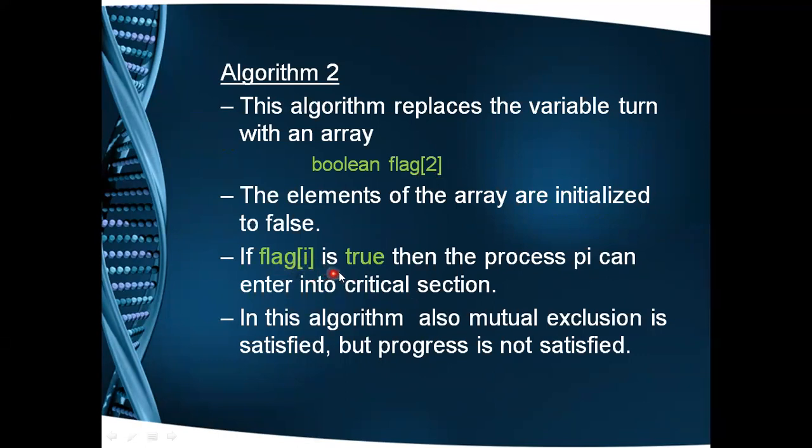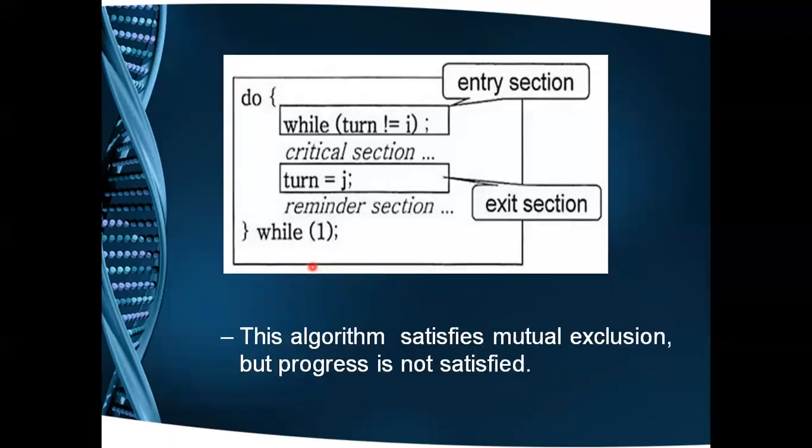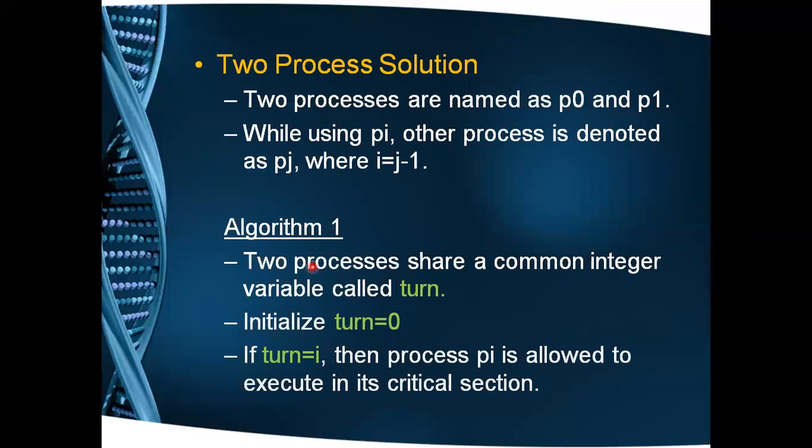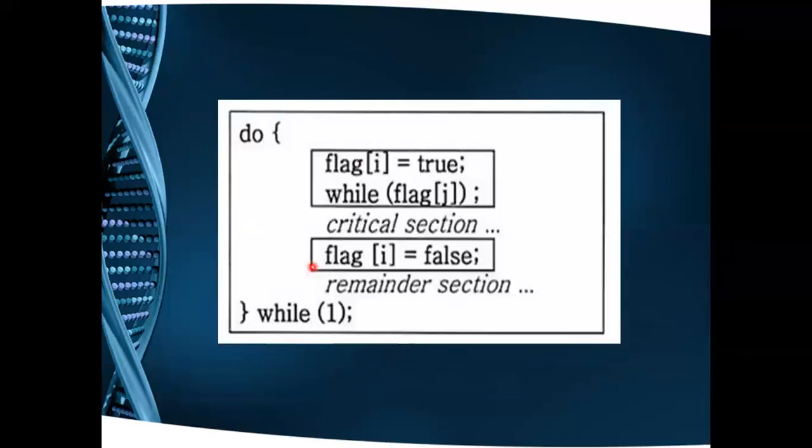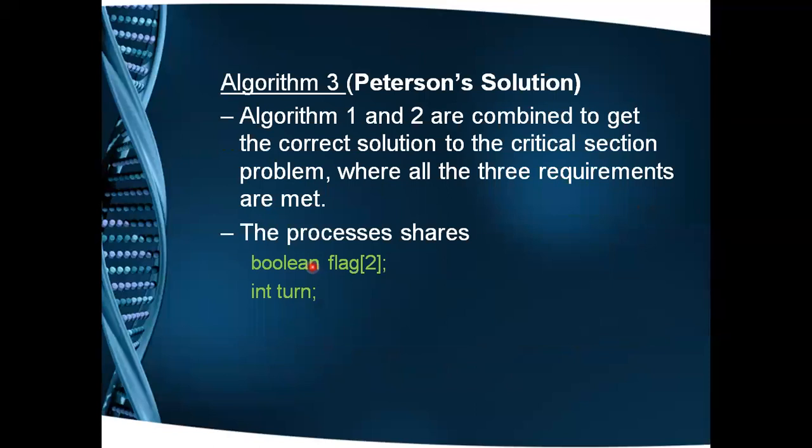Whenever flag of I, that is flag of 1, is true, the first process, Pi or P1, is allowed to enter into the critical section. Whenever flag of J is true, the second process is allowed to enter into the critical section. So algorithms 1 and 2 are almost the same. In algorithm 1, a single variable is used; here, an array is used. And then in algorithm 3, both are combined.